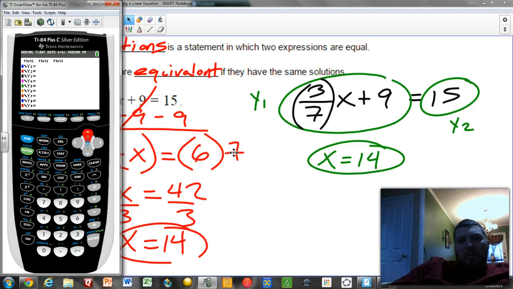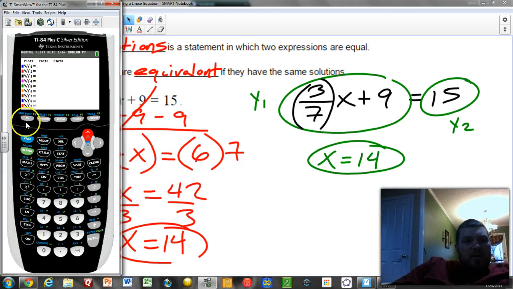We said our y1 is going to be 3/7 x plus 9. Anytime you're using a calculator, it's always wise if you have a fraction or a negative number to put that in parentheses. Just sometimes, in my personal experience, if you forget the extra parentheses, like for 3/7 in this particular problem, the problem could come out wrong. So just extra parentheses anytime you see a fraction or a negative number.